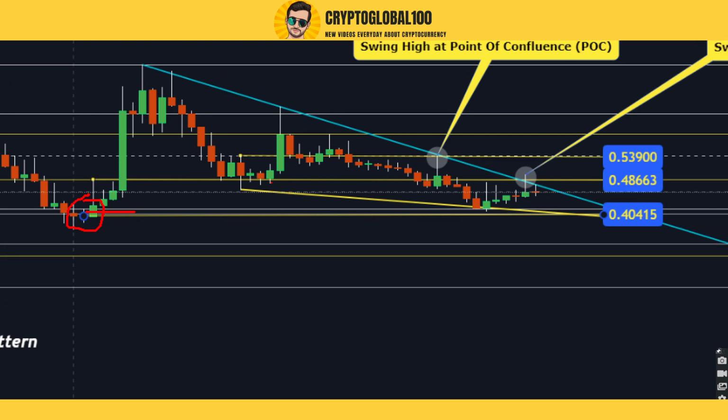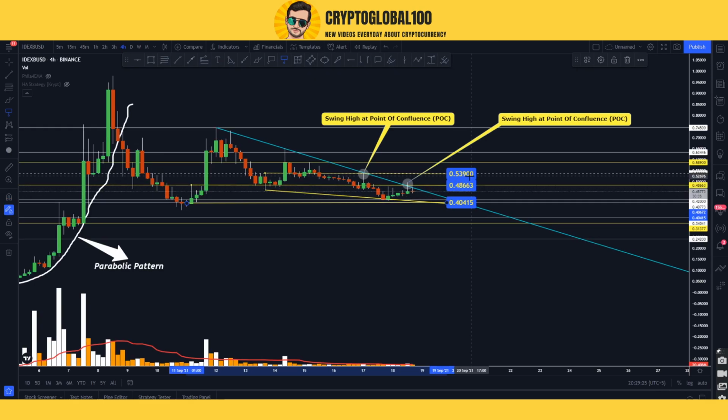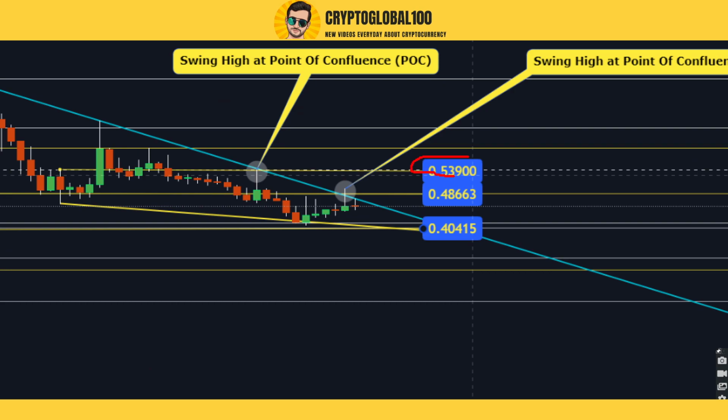Also recently we tested this level, but if it is tested once more with strong volume, we can also break down. But if it is tested with small candles and small volume, then we might consolidate or accumulate at this level, 0.04, and after that, if we have strong volume, we can break out, and on the upside the levels of resistance would be 0.53 and 0.48.